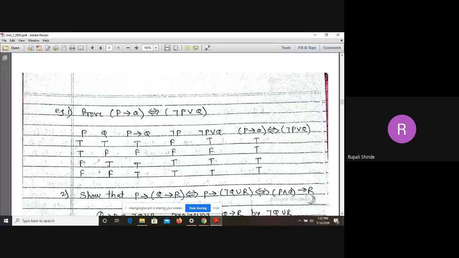Now, again, there is another method. Here we can observe, if you give the column numbers 1, 2, 3, 4, 5, that column number 3 and 5 both contain the same truth values. Check here, T, F, T, T. That's why these two formulas are equivalent. This is the second method. So by using any of these methods, you can prove the equivalence between formulas.